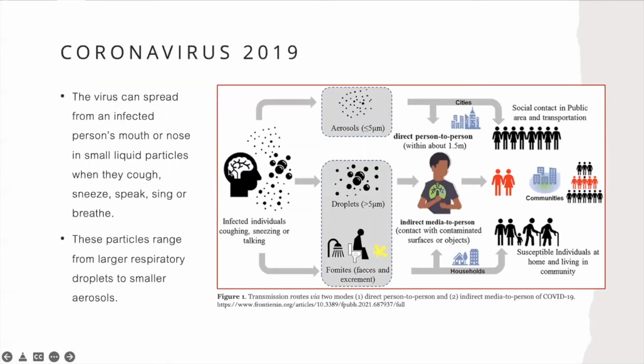The virus can spread from an infected person through the mouth or nose, by aerosols or droplets, or even through feces and excrement. It can transfer directly from person to person within a range of about 1 to 5 meters and spread through social contact in public areas and transportation, or through indirect media, like when you touch the droplets and breathe them into your body. It can also be contracted through direct person-to-person contact.